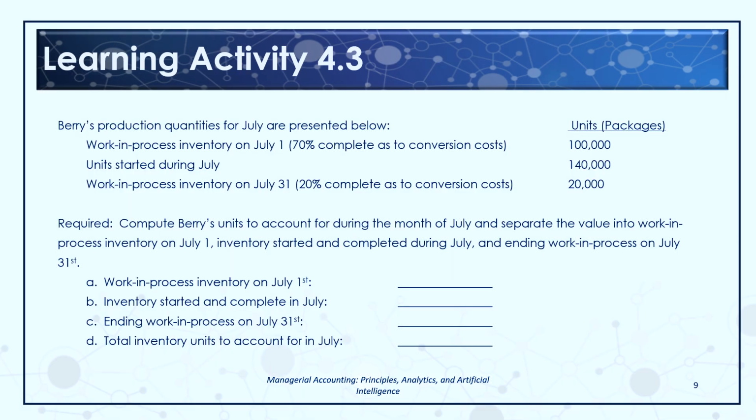Now let's do the physical flow activity for Berry Frozen Foods. You are given beginning work in process, units started during July, and ending work in process. Your job is to compute total units to account for and then break them into beginning work in process, started and completed, and ending work in process. Pause here and work through the activity. Once you've finished, check your answer with the solution provided in the back of Chapter 4.